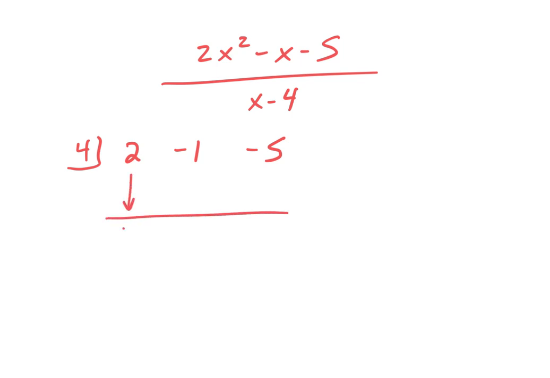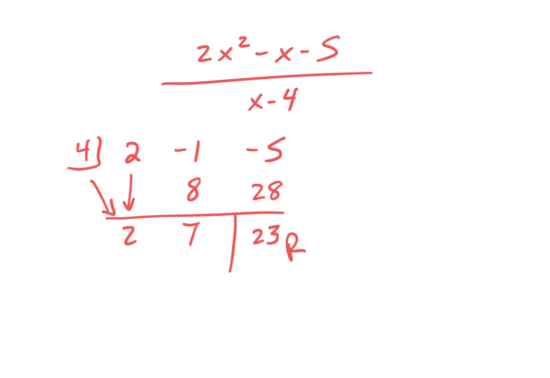So we're going to bring down 2. 4 times 2 is 8. We multiply those together, and then I bring it up here. Negative 1 plus 8 would be 7. Then we just keep going through the process. 4 times 7 would be 28, and we're left with a remainder of 23. This last number here is always our remainder.